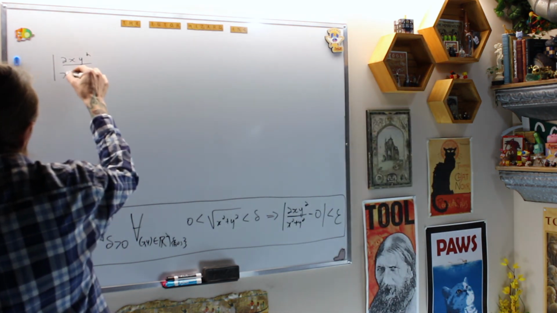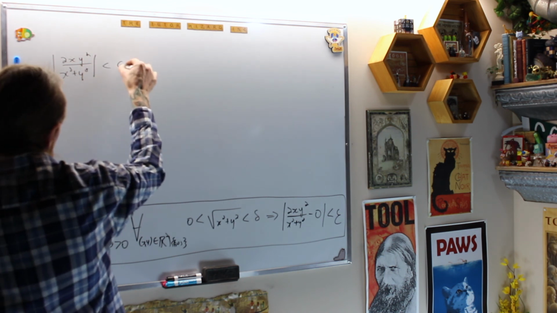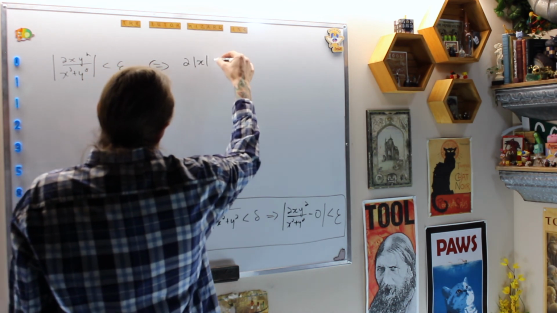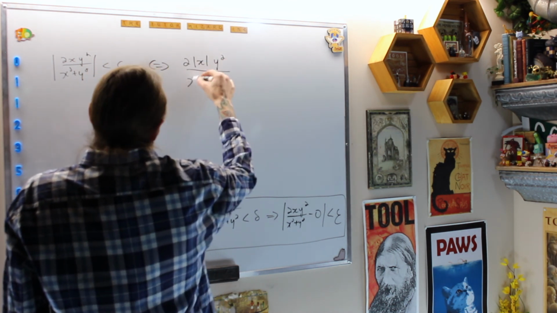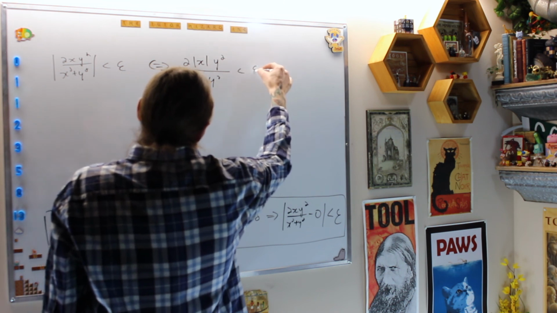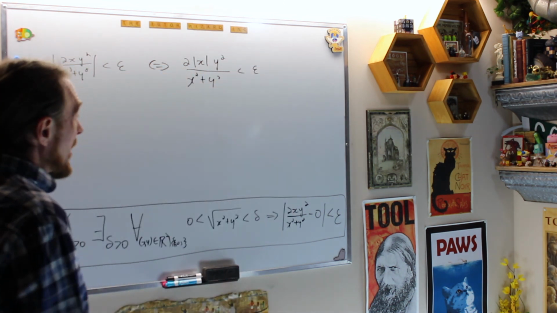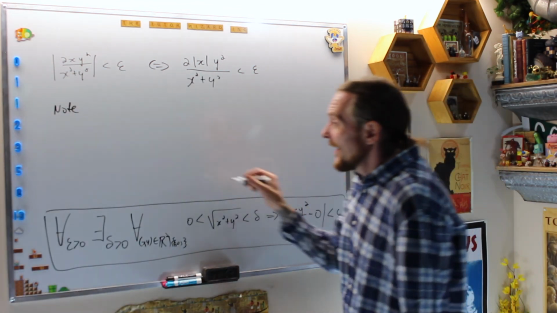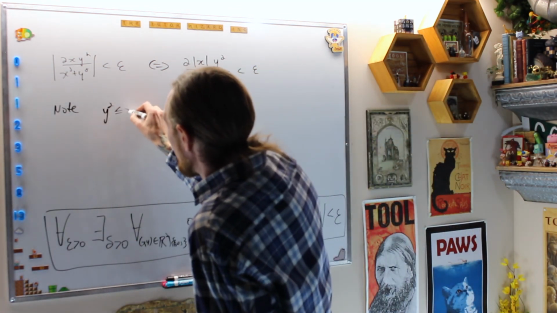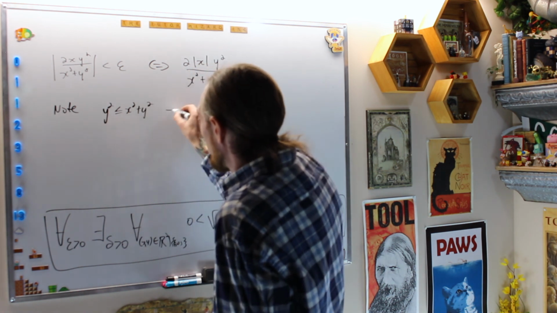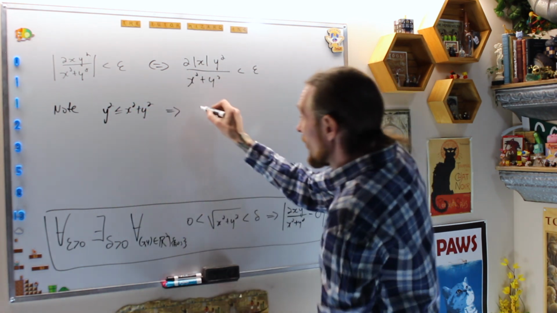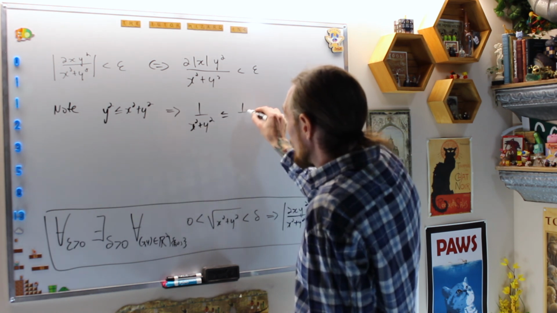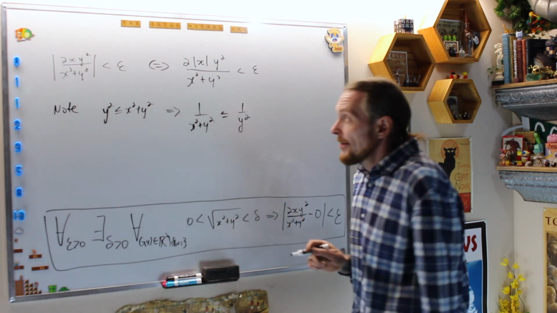2xy squared over x squared plus y squared has to be less than epsilon. But that is if and only if 2 absolute value x, y squared, over x squared plus y squared is less than epsilon. Now what we're going to note is, from this I can see that y squared is less than or equal to x squared plus y squared. And this means if I reciprocate, 1 over x squared plus y squared is less than or equal to 1 over y squared.